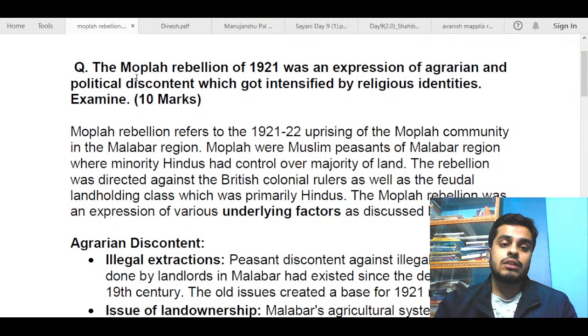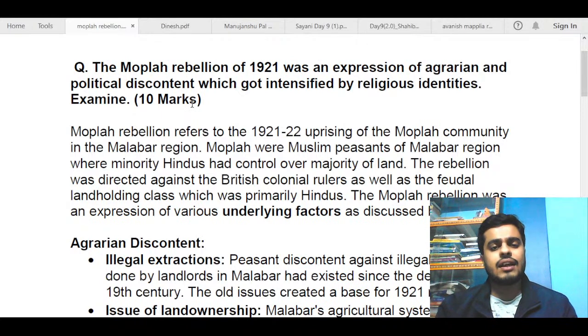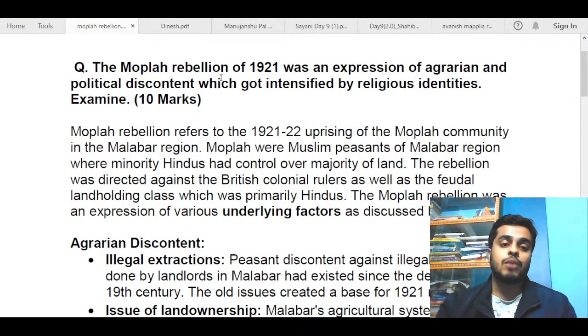You had just to talk about the Moplah Rebellion of 1921 and focus upon what was given in the question. The question itself mentioned that it was an expression of agrarian and political discontent, so you need not take any diverse view over what was given. You could have done that, but it was not beneficial in this answer, because that was again going into the controversy. You had just to talk about the agrarian and political discontent which fueled this rebellion initially, and then go a bit into the religious conflicts which helped in the intensification of this rebellion. The rebellion that started with agrarian and political discontent got intensified by religious undertones.